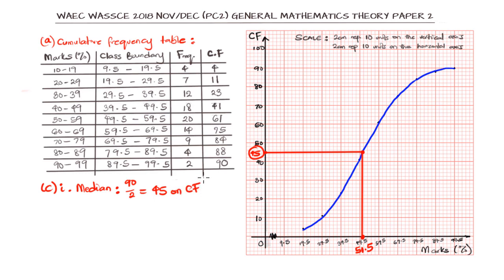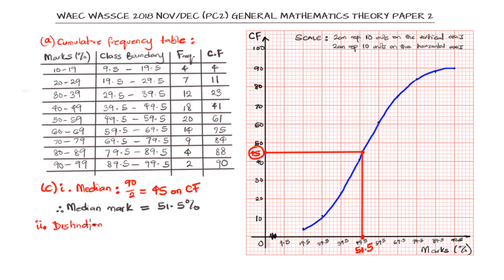So 45 on the cumulative frequency axis corresponds to 51.5 on the mark axis. So the median mark from this cumulative frequency curve is nothing but 51.5%. So good. Now, our last question on this particular question that we are solving is quite tricky, but we can look at it together and get the resolution out.